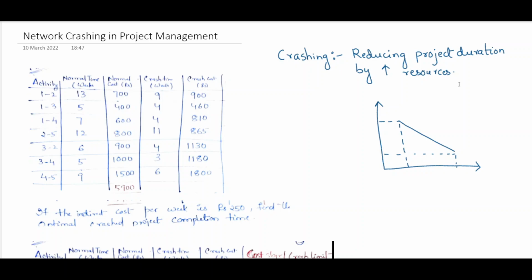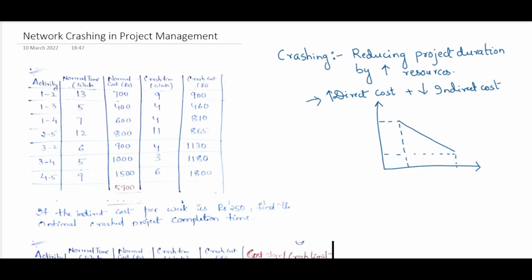These materials and equipment are our direct cost. So by crashing we increase our direct cost, but it reduces our indirect cost. Under indirect cost comes our supervision cost and our security personnel cost. When the duration of completion of the project is reduced, the security personnel salary is also reduced for those days. Supervision cost is also reduced if you appoint them on a week-wise or day-wise basis. So crashing reduces the indirect cost, whereas it increases the direct cost.